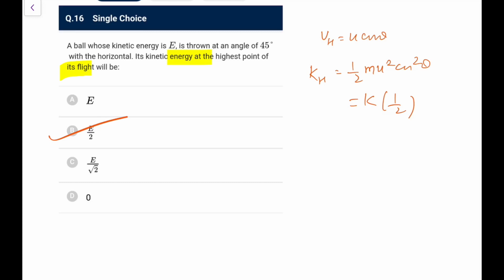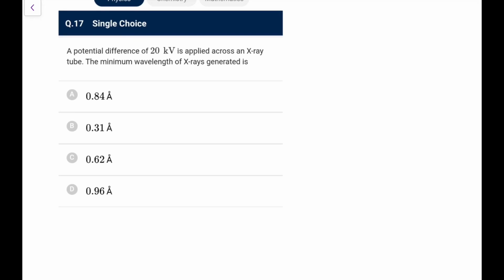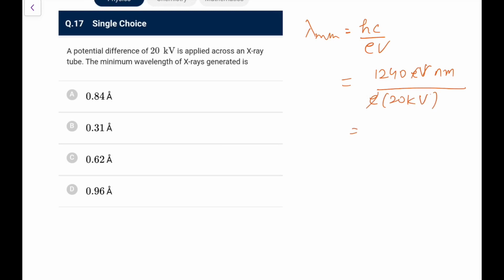So we will go for option B here. Next one, a potential difference of 20 kilovolt is applied across an X-ray tube. The minimum wavelength of the X-ray, lambda minimum, is hc by eV. So hc is 1240 eV nanometer, upon e into 20 kilovolt. So the e and e go, volt and volt go, so 1240 upon 20 times 10 to the power minus 3 nanometer, that you can say in picometers. So it is 62 picometers, or you can say 0.62 angstrom. Go for option C in this case.